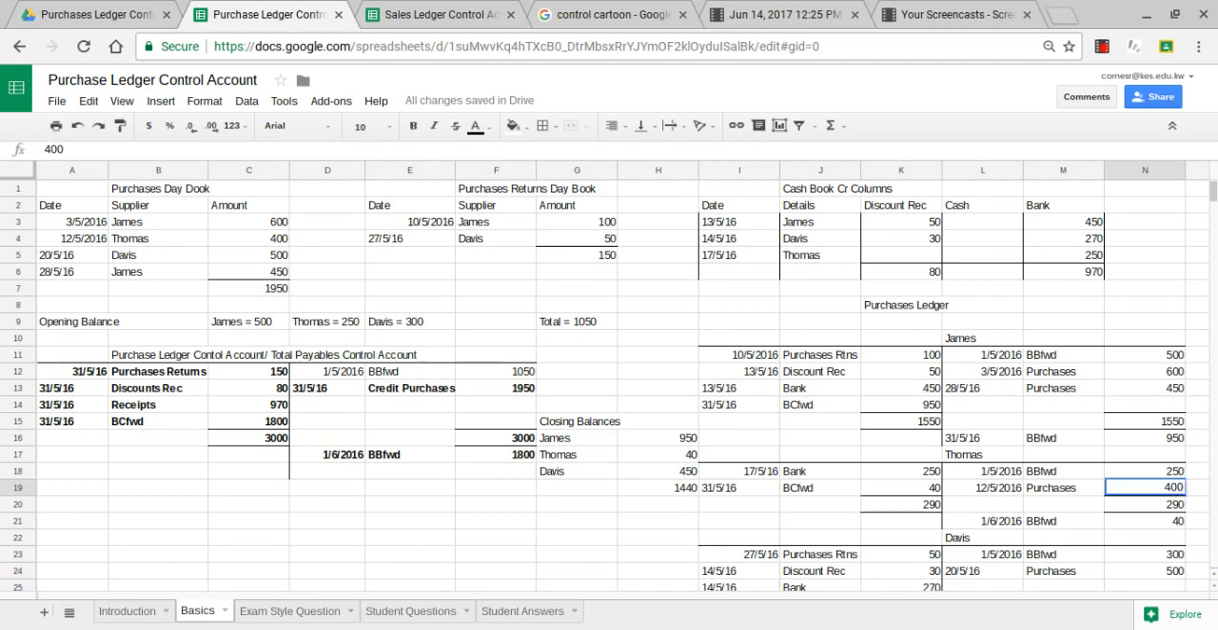So if I change that to 400, provided all my links work properly, what we can now see is we now owe Thomas $400, not 40, and therefore the total that we owe all of the suppliers in our purchases ledger is the same as the control account, and therefore it's done its job. It's shown us that there's an error, and we've gone away and found the error and corrected it.